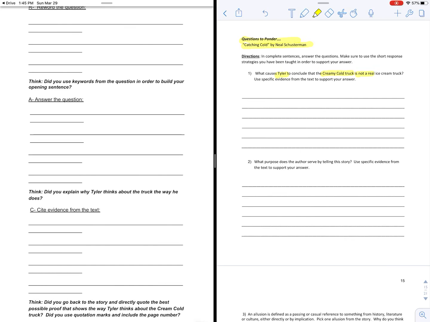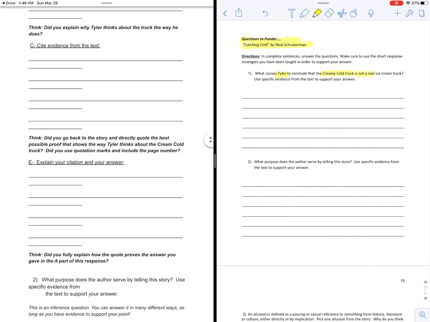So what do you think is making Tyler believe that that truck is not real? So you could answer any number of ways based on the story, but you really do have to zero in on that conversation that Marty and Tyler were having while they were playing video games. So that's really the section you want to zero in on to call as your main evidence. So you would give your answer here. You're not quoting yet. You're just kind of generally summarizing what Tyler thought and believed about the truck and why.